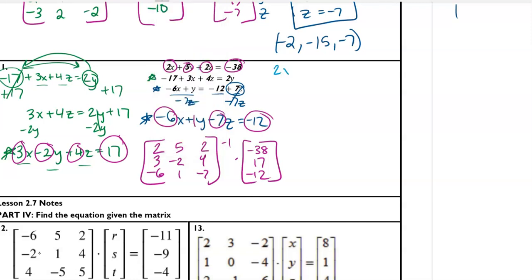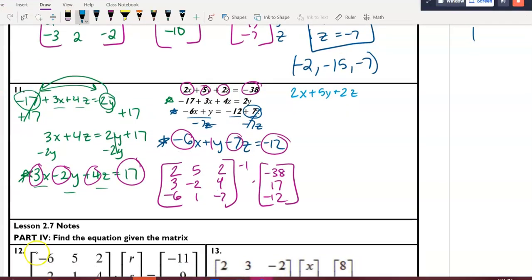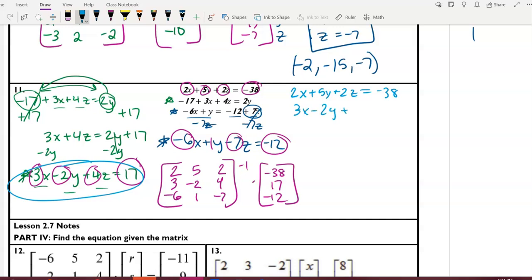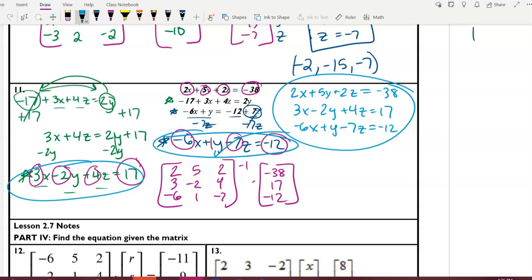So we'll have 2x plus 5y plus 2z equals negative 38, negative 17. Oh, sorry, I'm starting with the wrong one. That's this one here. So 3x minus 2y plus 4z equals 17. And then the last one was the new one we wrote over here: negative 6x plus y minus 7z equals negative 12. So this is what's being put into the matrix.